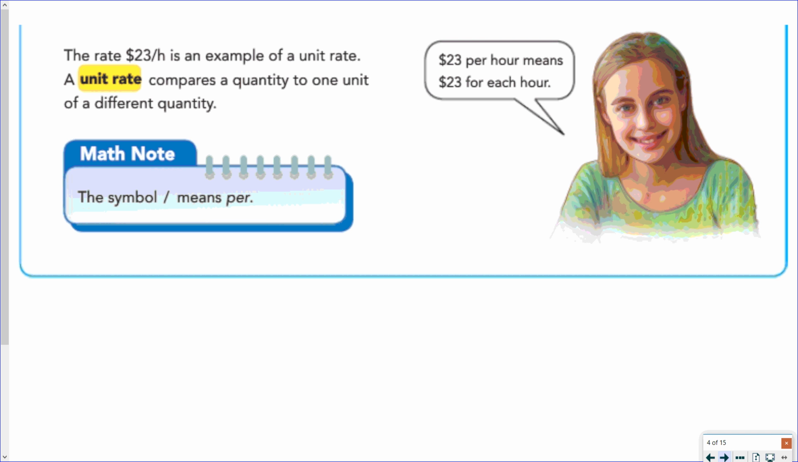And this is a special type of rate known as a unit rate. And a unit rate compares a quantity to 1 unit of a different quantity. So the $23 to 1 hour of work.